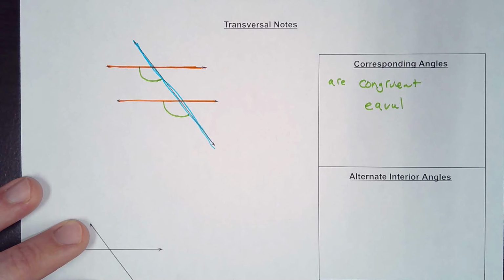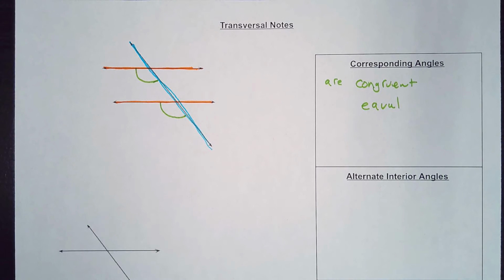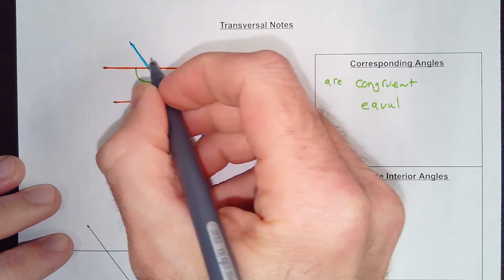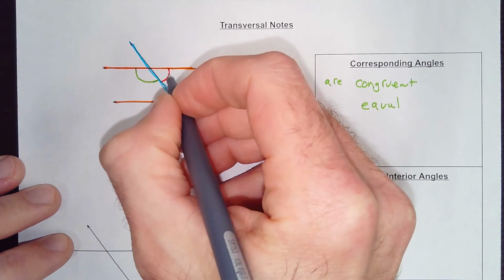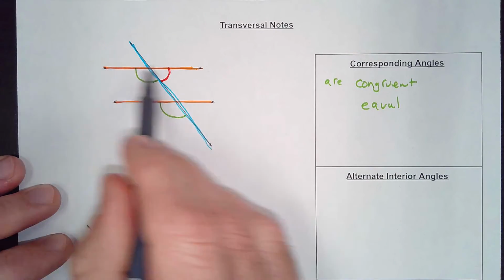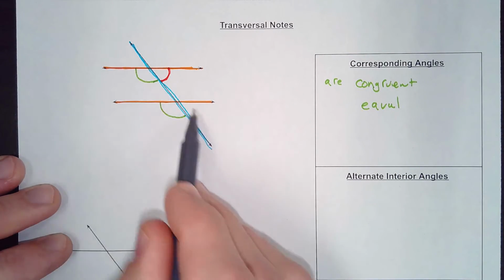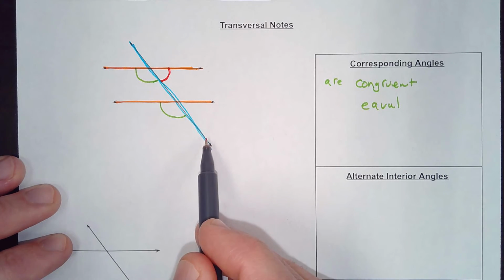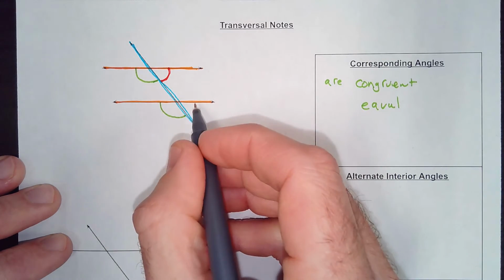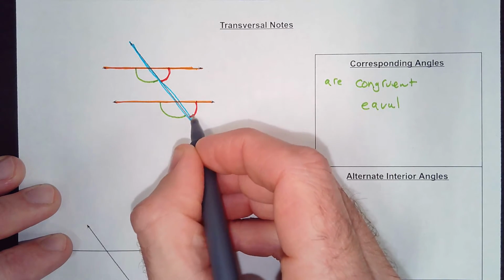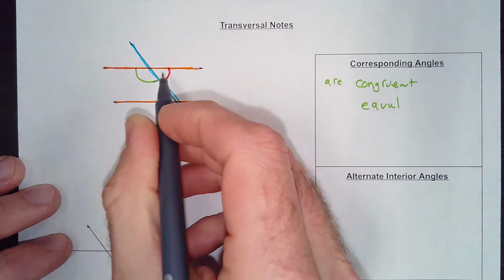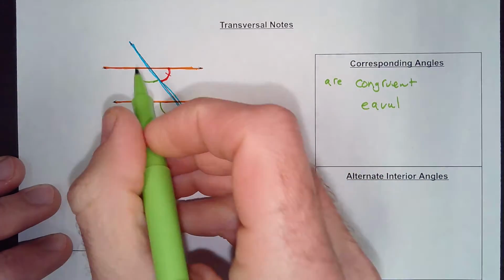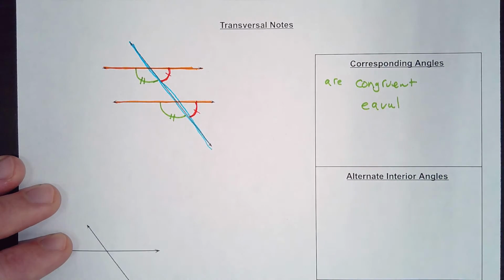We can do another example with the same thing. So if I had this angle, in relationship to this orange line and blue line, now if I move down to this orange line and blue line, which is the corresponding spot? Well, this is the lower right. So those are equal to each other. These would be the same, and these would be the same as each other.